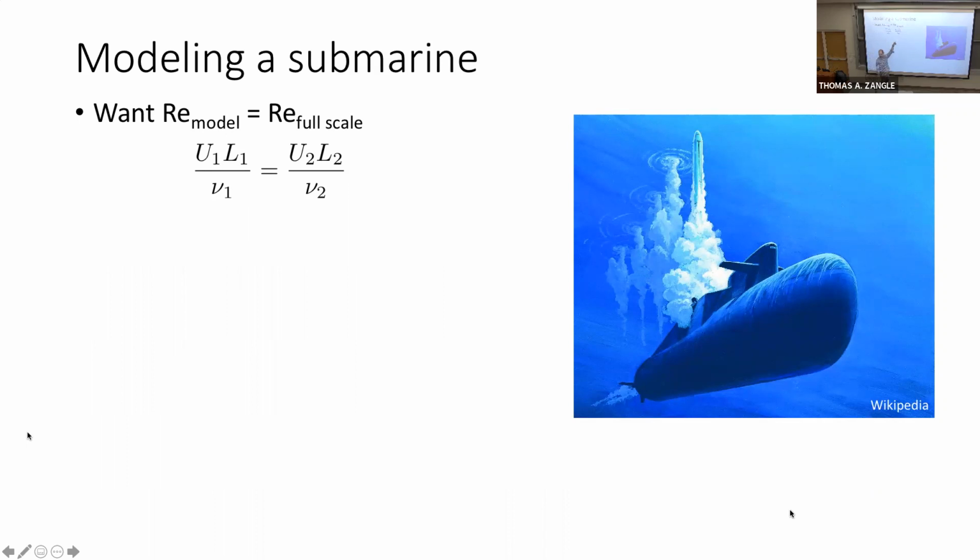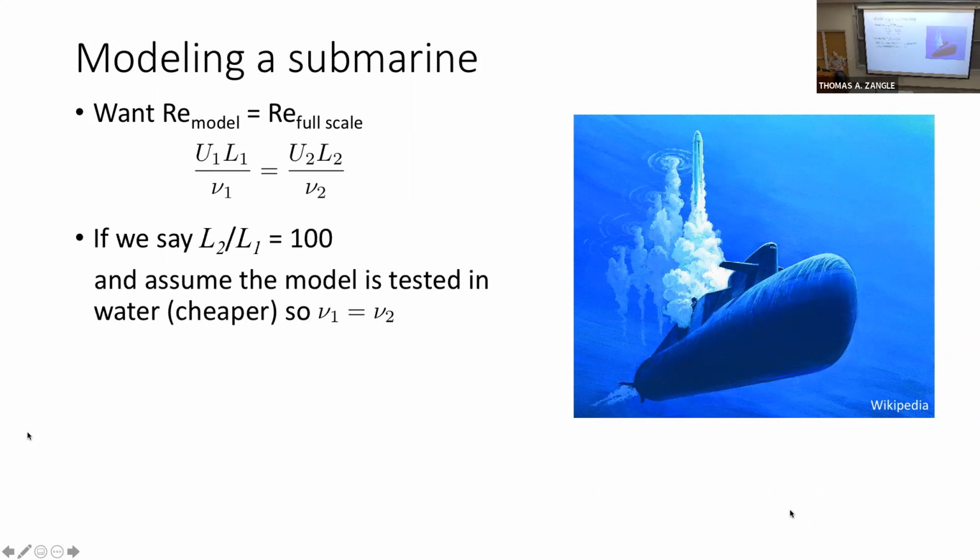Let's say we want to build a scale model. We're going to try to match the Reynolds number: the Reynolds number for the full scale system should equal the Reynolds number of the model. Let's say we want to build a system that's again 100 times smaller. Let's assume that we're going to test it in water. Water is relatively cheap.